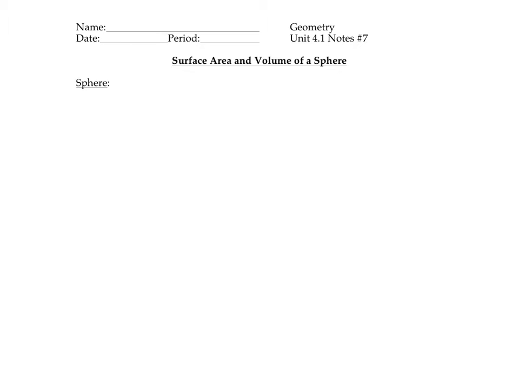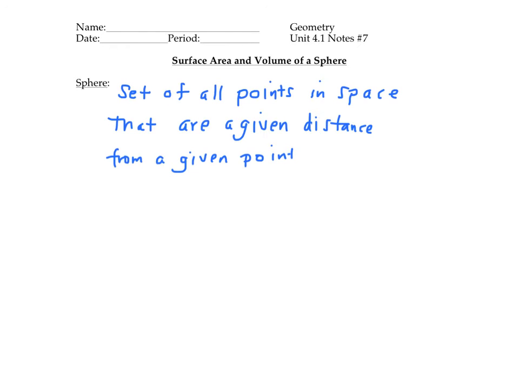Hey everybody, today's lesson from Unit 4.1, which is notes number 7, is all about finding the surface area and volume of a sphere. First of all, a sphere is defined as the set of all points in space that are a given distance from a given point. So that given point is the center of the sphere, and then that given distance is the radius.